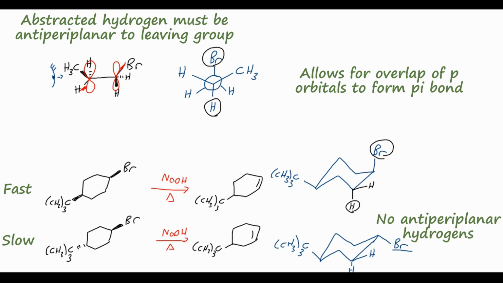in order to get that bromine in the axial position, but that would also put the tert-butyl group in the axial position, which is very energetically unfavorable with all of those steric interactions. So this reaction in an E2 mechanism will be much slower than the cis substituted cyclohexane.